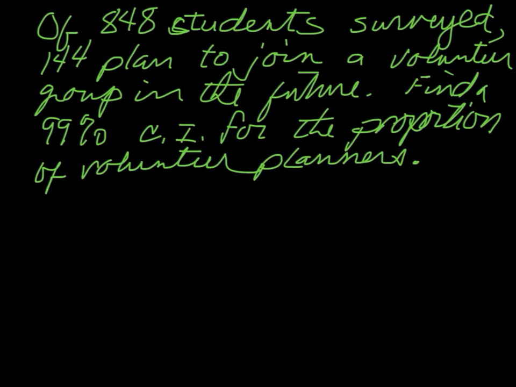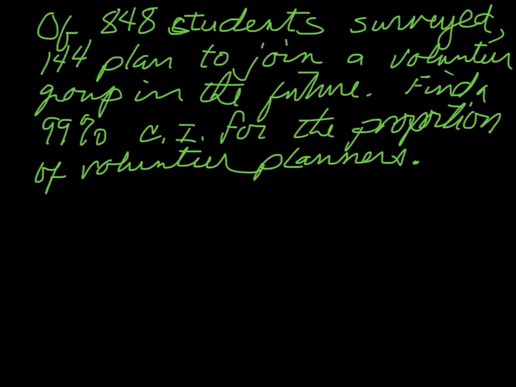So here's a typical problem. Of 848 students surveyed, 144 plan to join a volunteer group in the future. Find a 99% confidence interval for the proportion of volunteer planners. Now, how are we going to do this?